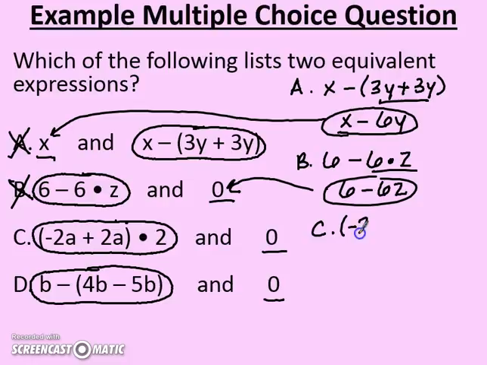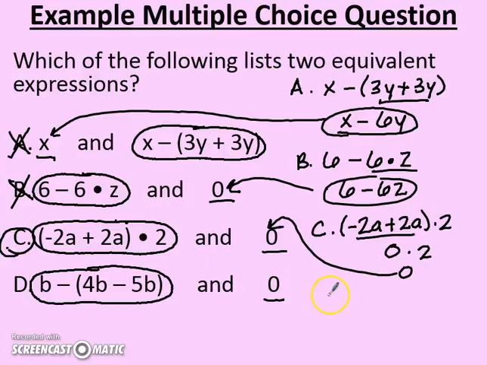C is negative 2a plus 2a times 2. Negative 2a plus 2a gets completed first because it's in parentheses. Negative 2a plus 2a makes 0. If you owe 2 and you have 2, then you don't have any left, but you don't owe any, times 2. And 0 times 2 is 0, which is the same as 0, which makes C our answer. But we always check D just to make sure.